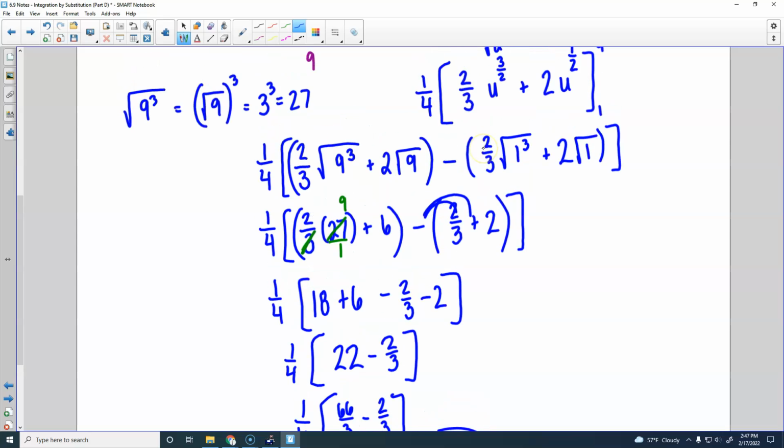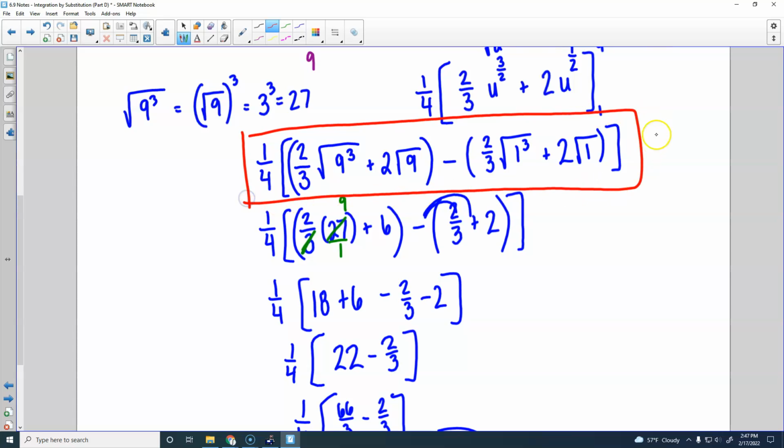Keep in mind, if this were the AP exam and it was free response, we could have stopped here on the FRQ, as long as you don't need to do anything else with it. The only thing is, be really careful with your parentheses, because if you leave off this second set of parentheses right here, your answer's wrong. If you don't have this second set of parentheses, your answer's wrong because you're not distributing that negative to both of those. So you've got to be careful with that.